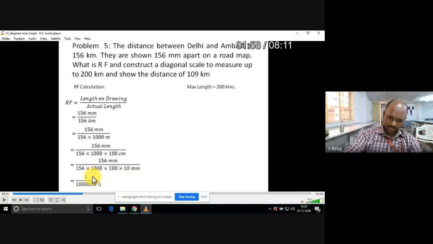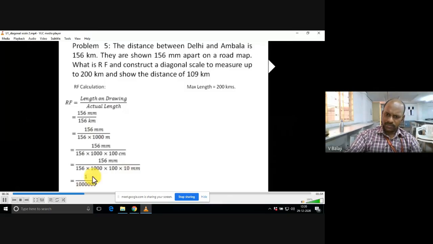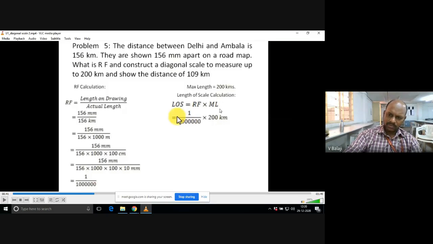So I got 1 by 10 lakhs as RF. Leave it as it is. And what is the next step? We need to calculate the length of the scale. Maximum length is given as 200 kilometer. So length of the scale will be 1 by 10 lakhs, that is RF, multiplied by the maximum length given. If you read the problem, construct a diagonal scale to measure up to 200 kilometer. So 200 kilometer is my maximum length.